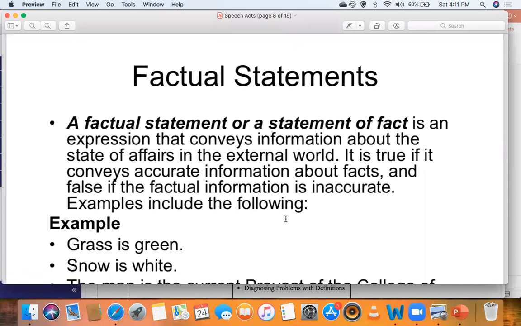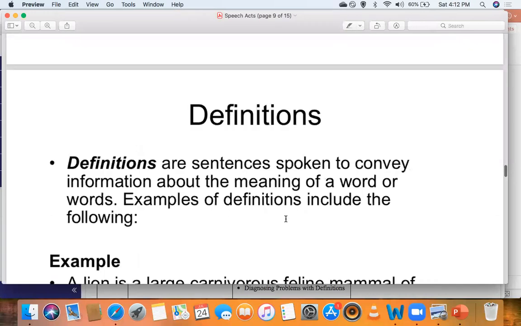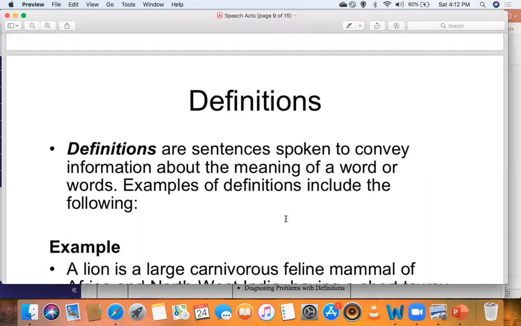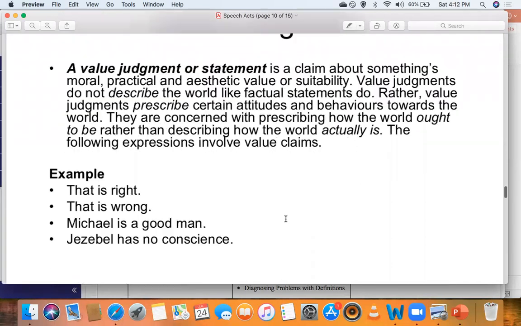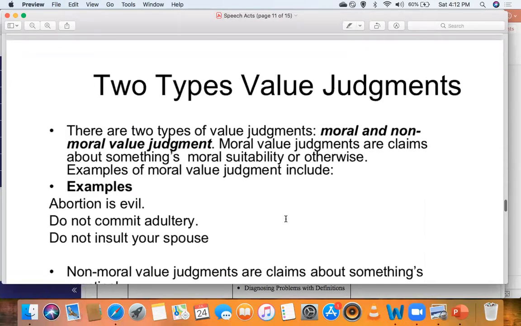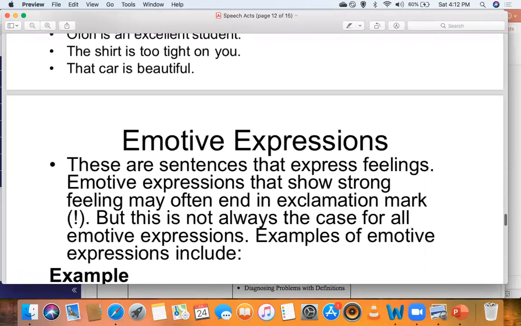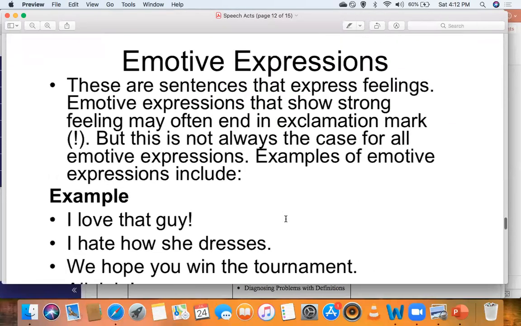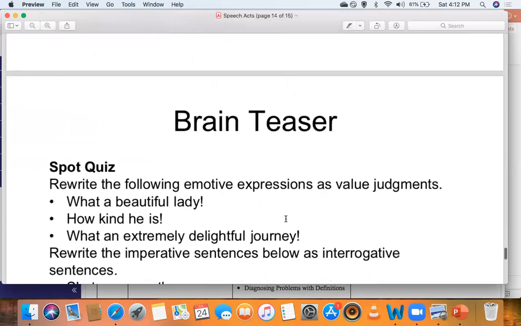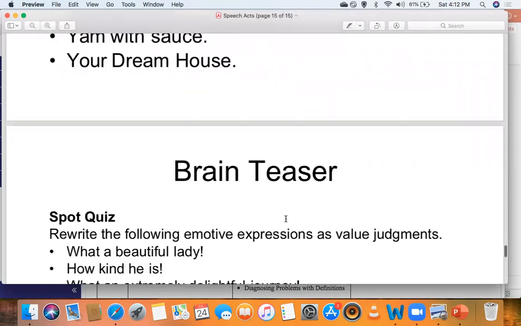The factual statements, we saw statements about the external world. Definitions are sentences spoken to convey information about the meaning of a word. And then value judgments are sentences spoken to express people's opinion about something's value or suitability. We have 2 types. We have the moral and non-moral value judgments. And then we saw emotive expressions, and we saw sentence fragments. And basically that was what we did for that first class.